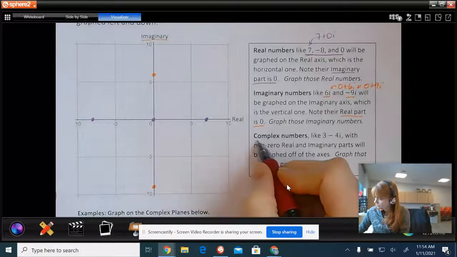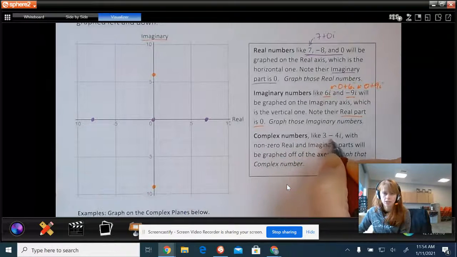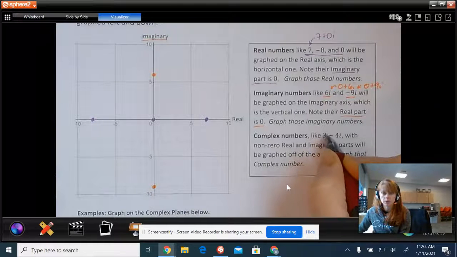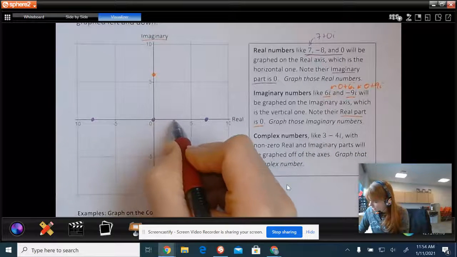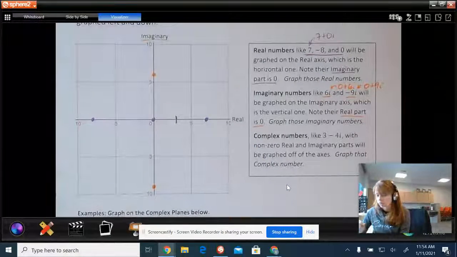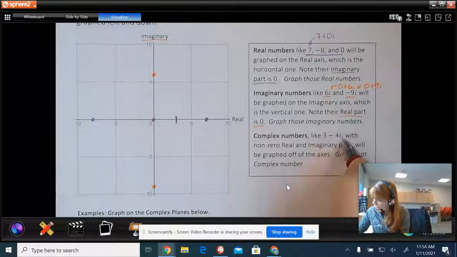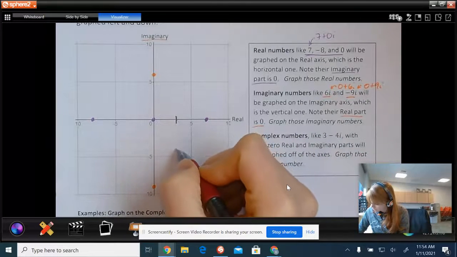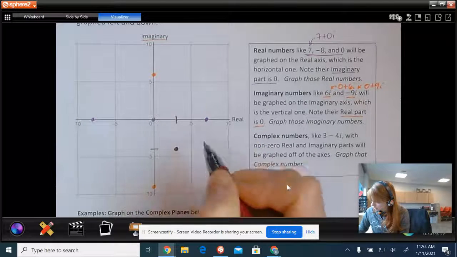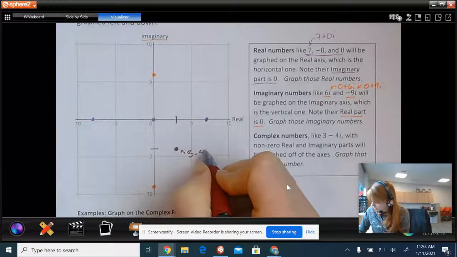Okay, but when we graph the complex number 3 - 4i, 3 is our real number part. So we go 3 on the real axis. So I'm gonna mark it. That's not where I'm plotting a point. I'm just marking it. That's where I'm going on the real axis. And then we're gonna go -4, so down 4 on the imaginary axis, making our point 3 - 4i.